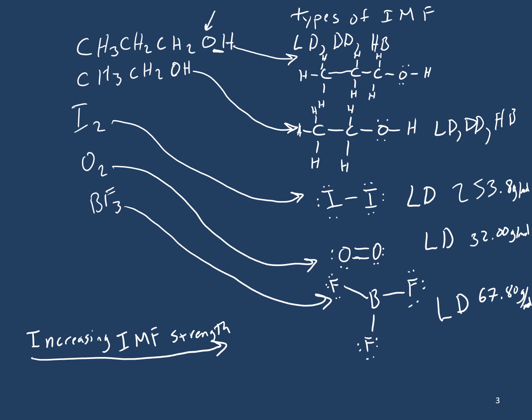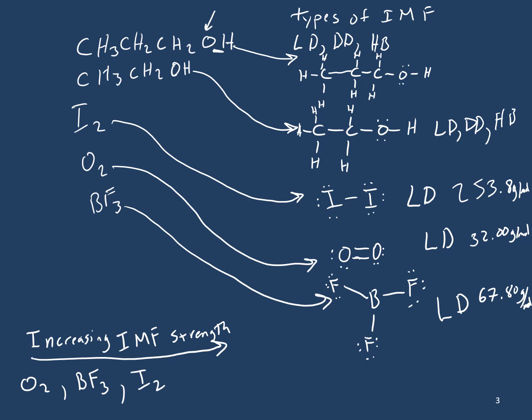Okay, so calculating out our molar masses, for I2 we get 253.8 grams per mole, O2 we get 32, pretty much even, grams per mole, and BF3 we get 67.8 grams per mole. So because of this, our lowest molar mass is going to be our weakest London dispersion. So that means O2 is our first molecule here in terms of increasing intermolecular force strength. Then comes BF3. And then comes I2.